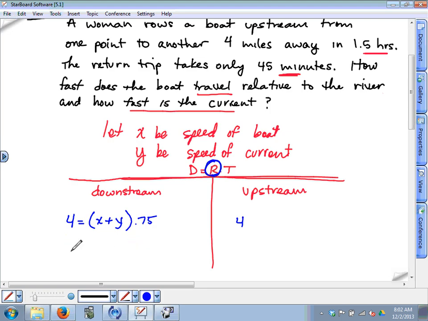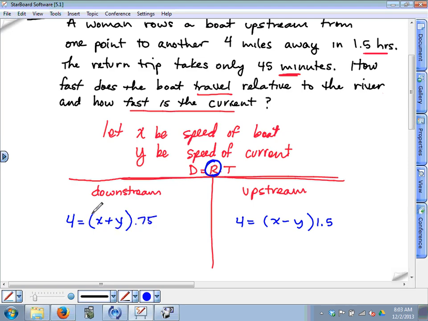Now we've got to do something very similar for the upstream trip. She still traveled 4 miles, but this time what was her rate? It was the speed of the boat minus the speed of the current. And how long did she travel going upstream? 1.5 hours. I see. Okay.